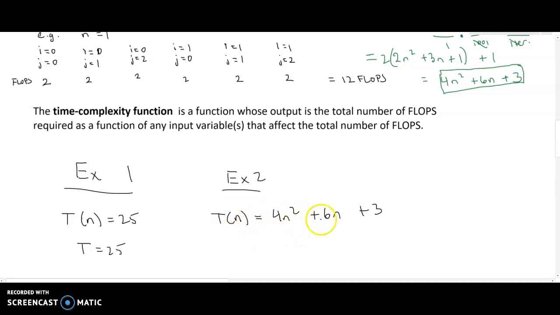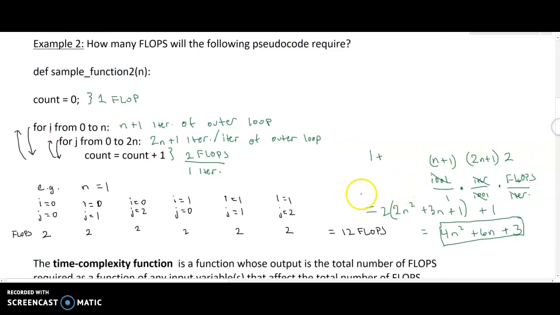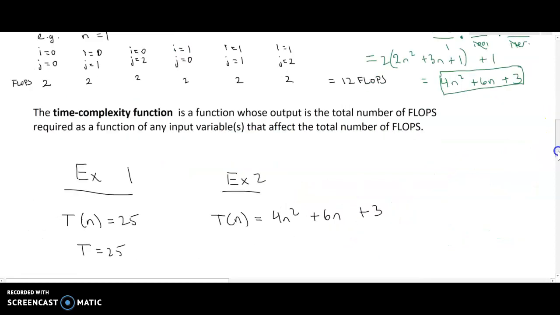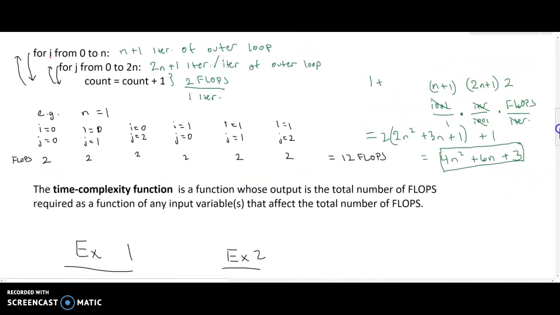So the output of this should be the number of flops. The input is the size of n. As our checkup here, we noticed that this particular example, when n was equal to 1, would have required 1 flop here plus the 12 more flops. That's 13 flops. Let's just double check that our function tells us the same thing. T of 1 would be 4 times 1 squared plus 6 times 1 plus 3, which is 4 plus 6 is 10 plus 3 is 13, and that matches exactly what we got up here.